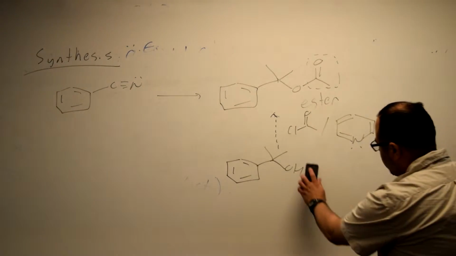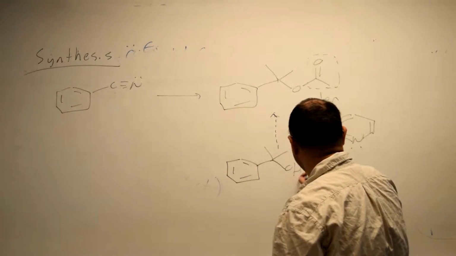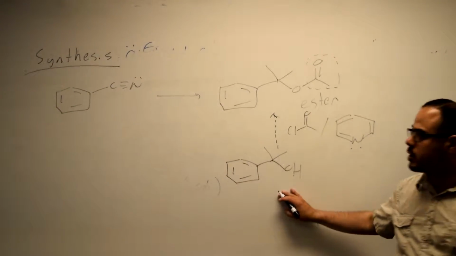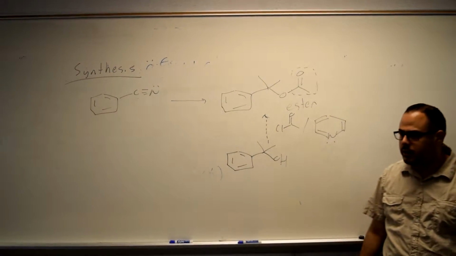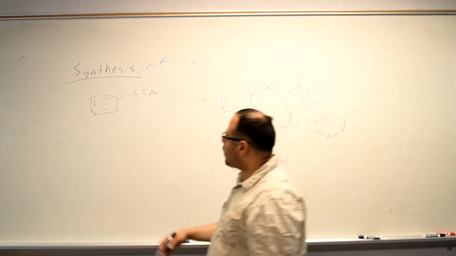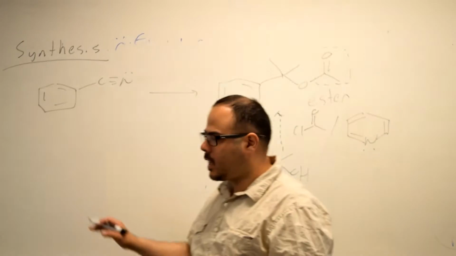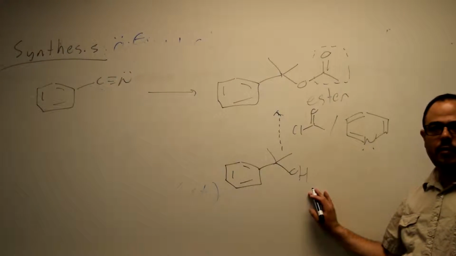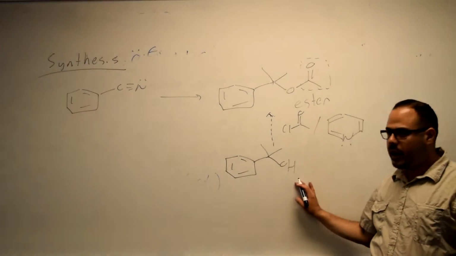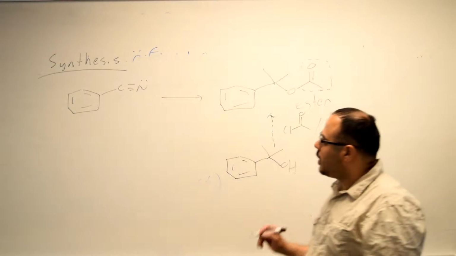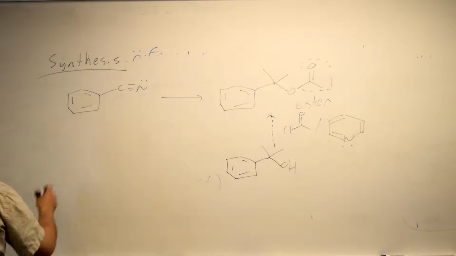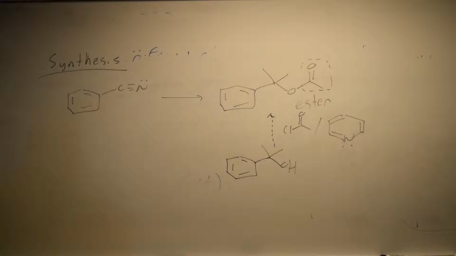At that point, we're going to have to think about how we can generate this alcohol, which is a tertiary alcohol, from this benzyl cyanide, or benzyl nitrile. There's a number of different ways to go from the benzyl nitrile to this. I'm going to choose one way and then possibly show you another way if there's some time. But I'll do the most direct way that I would think of.